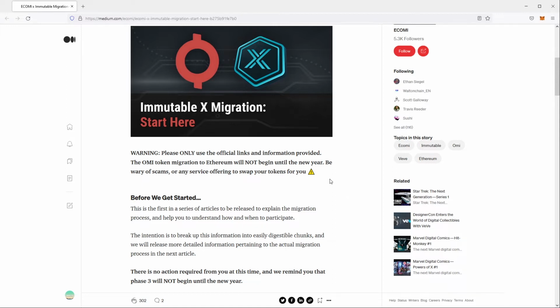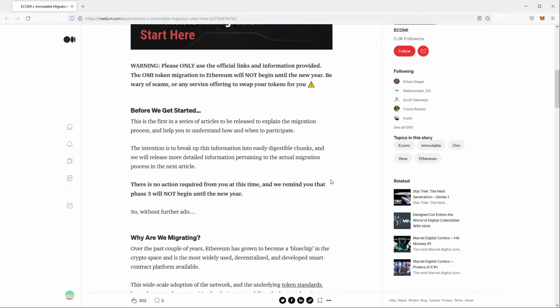So going right along, it says, before we get started, this is the first in a series of articles to be released to explain the migration process and to help you understand how and when to participate. The intention is to break up this information into easily digestible chunks, and we will release more detailed information pertaining to the actual migration process in the next article. There is no action required from you at this time, and we remind you that phase 3 will not begin until the new year.